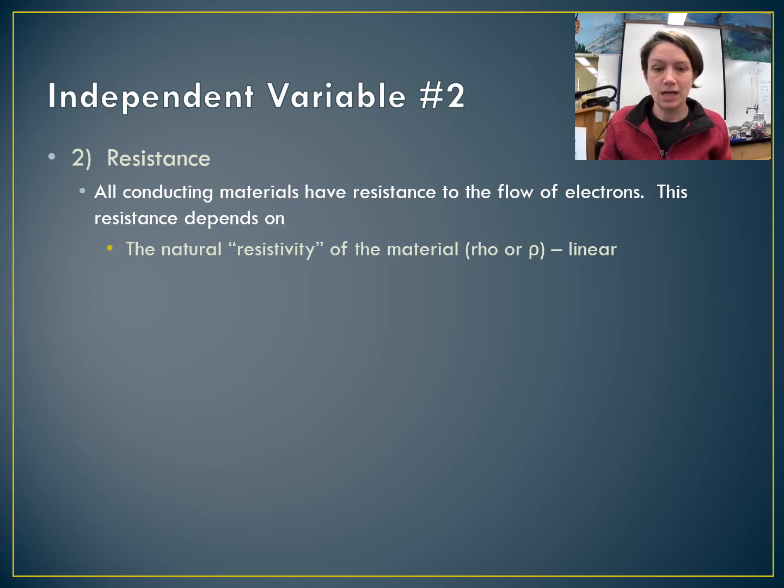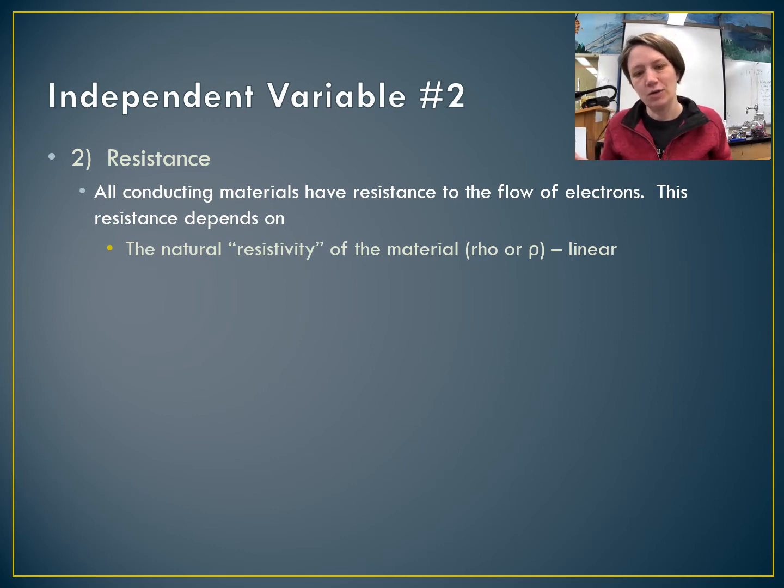But all materials have a constant called resistivity. So copper will have a value, and iron will have a value. And we use the variable rho, which is the same one we used in fluids for density, to represent resistivity of any material.